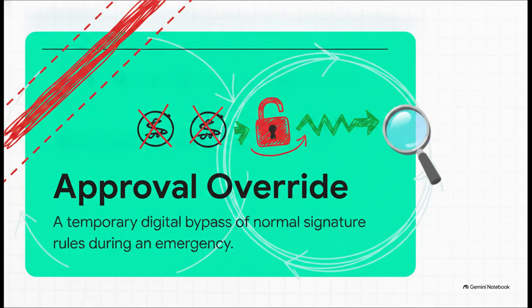In simple words, an approval override is just a temporary, digital bypass of your normal signature rules during an emergency. We've all been there in the real world. Servers crash, automated workflows completely freeze up, maybe key personnel are unreachable, but the business absolutely must go on. You can't just halt operations because a digital form got stuck in the plumbing. So an approval override is a completely necessary backdoor for when things go wrong and standard protocols just go out the window. It's an intentional design feature meant for extreme edge cases.